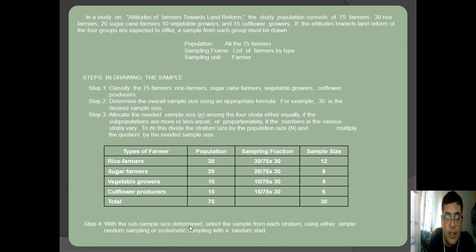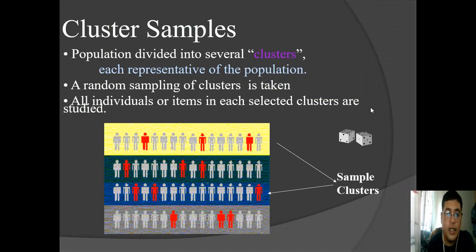So with this subsample size determined, select the sample from the stratum using the simple random sampling or yung tinatawag natin na systematic sampling. So babalik tayo doon sa draw lots. Okay? And of course, we have the cluster sampling method.